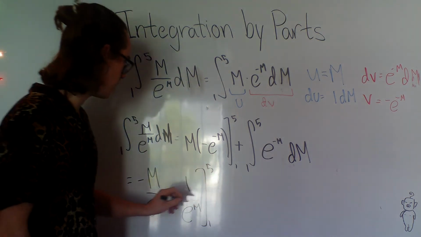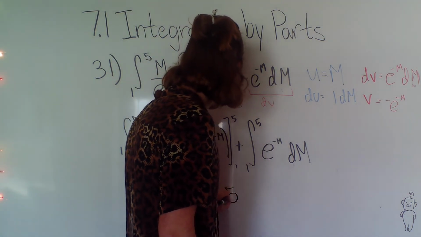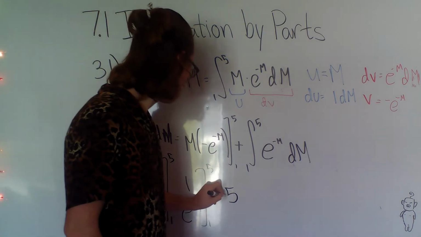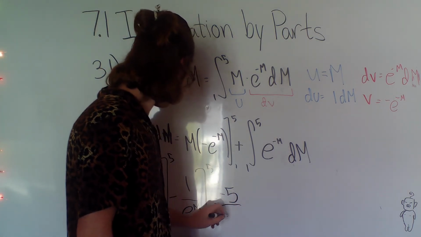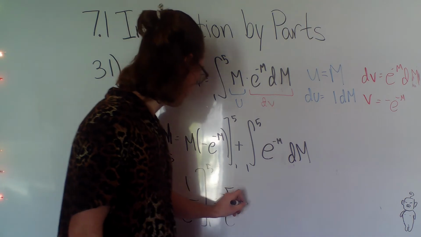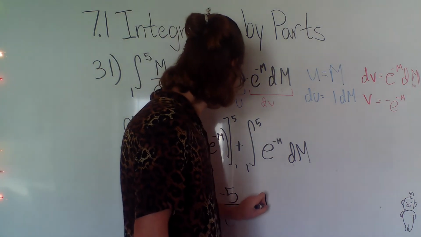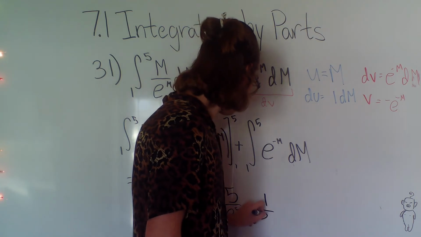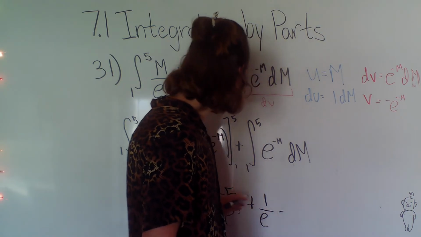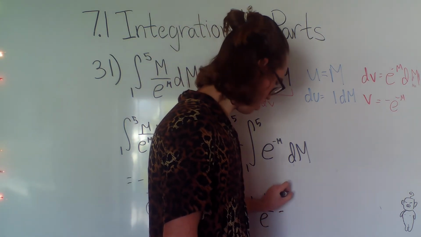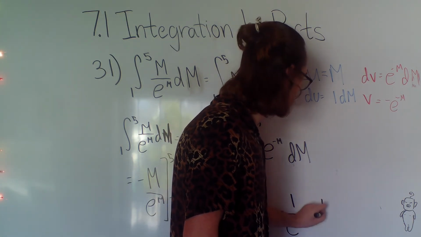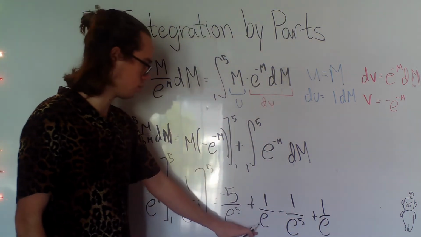So then we plug in 5, and we can group these and say that's 1 to 5. So then that's negative 5 over e to the 5 minus, nope, that's a plus, 1 over e, and then that's a minus 1 over e to the 5th plus 1 over e, and then we can just group all these together.